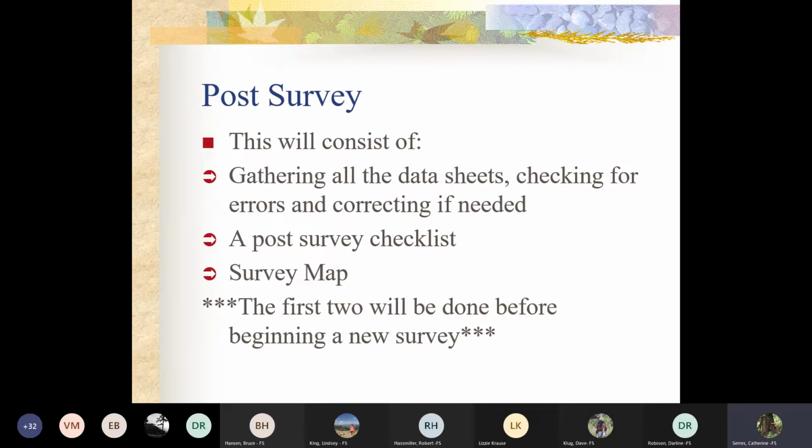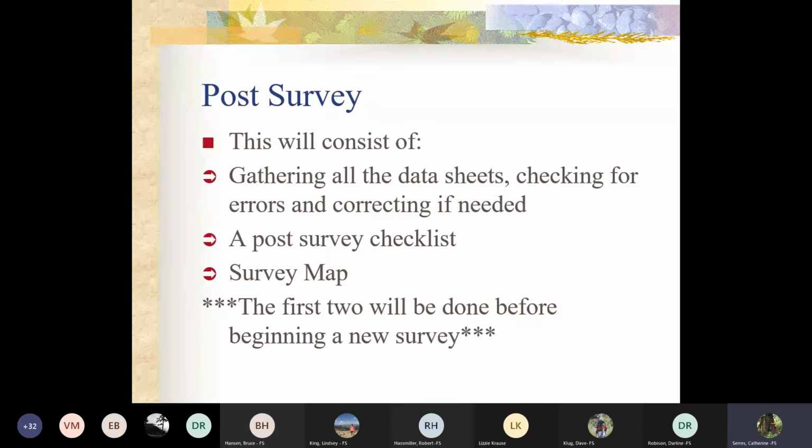And after the survey is done, you want to make sure all your data sheets are clean, that all the errors are corrected, and they're corrected on all the sheets. Then there'll be this post-survey checklist. I have a bunch of forms that I have the crew do, have them download all the photos. Make sure that if you have a post-survey checklist, you can just use that and check off as you go through. And then there should be a survey map.